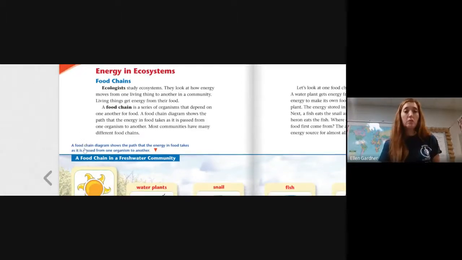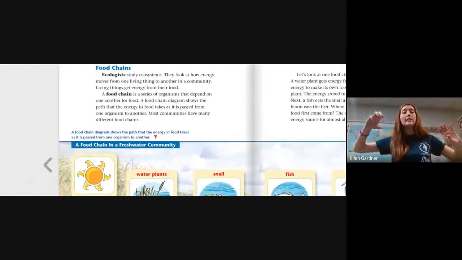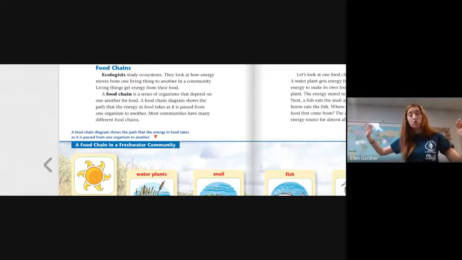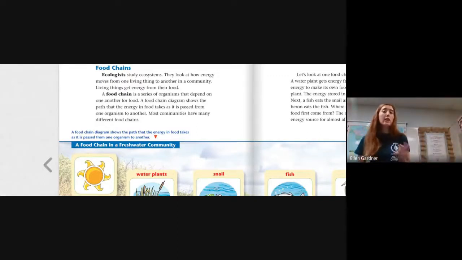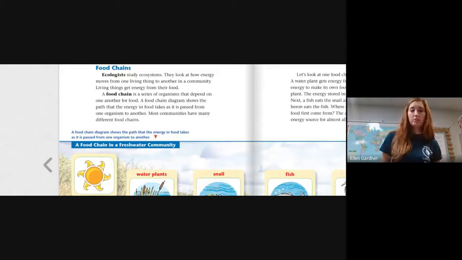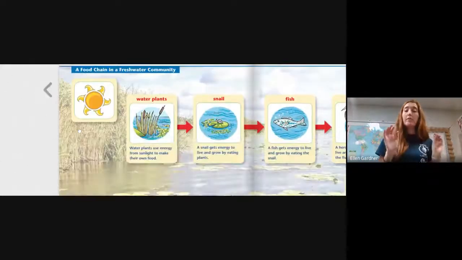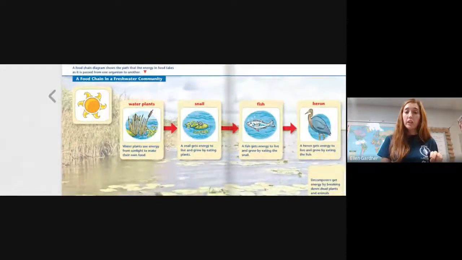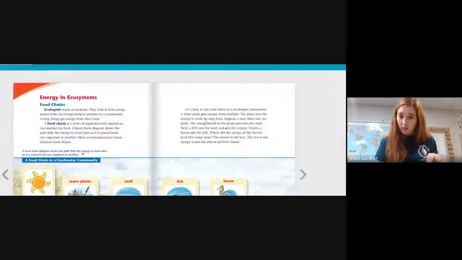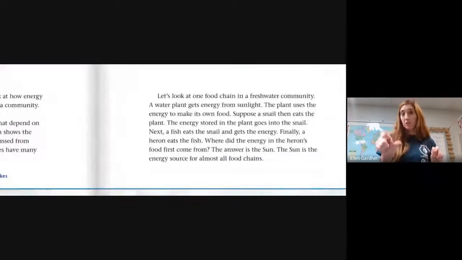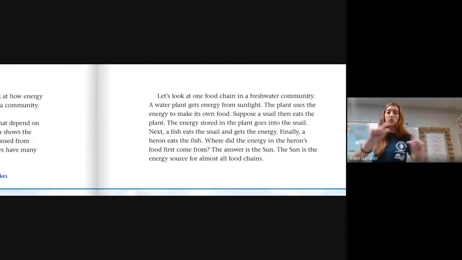Now, a food chain is a series of organisms that depend on one another for food. A food chain diagram shows the path that the energy in food takes as it is passed from one organism to another. Most communities have many different food chains. Here is an example of a food chain in a freshwater community. Actually, let's take a look at the reading based off of it first. It says, let's look at one food chain in a freshwater community, which is what the pictures are below.